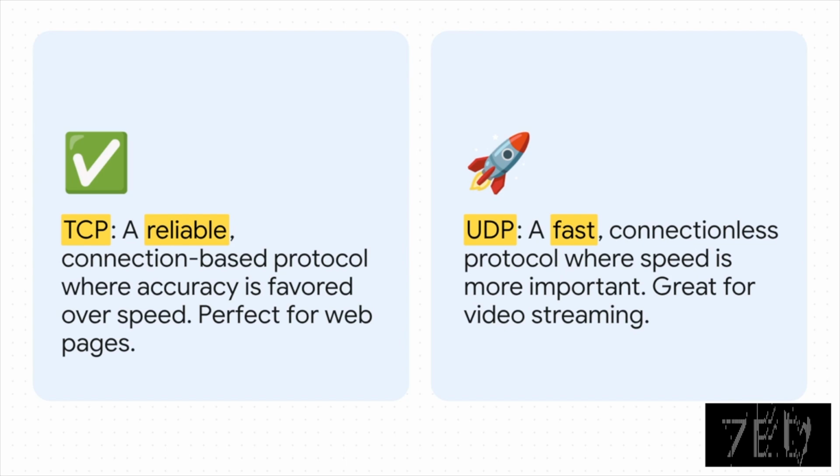It's perfect for a web page where every word has to be there. On the other hand, you've got UDP. UDP is more like sending a postcard. It's fast, simple, and best effort. If a few pixels drop on your video call, who cares? The important thing is keeping that stream moving without lag.